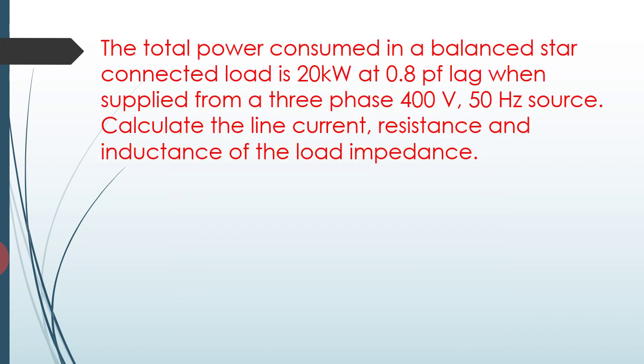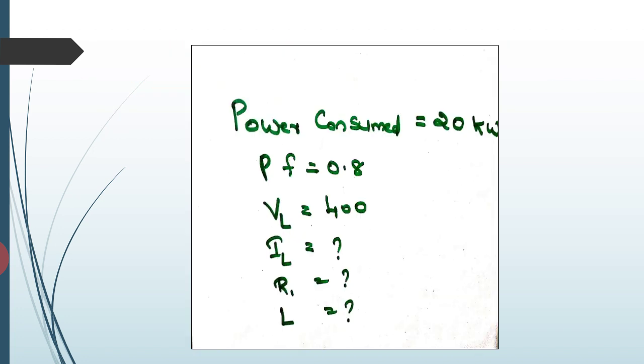Then next is total power. Next question: total power consumed in a balanced star connected load is 20 kilowatt at 0.8 power factor lag when supplied from a 3-phase 400 volt 50 Hz source. Calculate the line current, resistance and inductance of the load impedance. So the data given here is power consumed and power factor, and V line is given as 400.